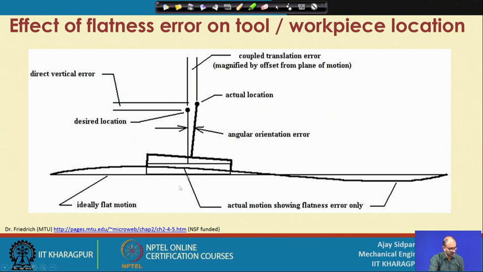Now, let us take this example. This is our ideal flat surface, whatever this straight line is. And what is our error surface? This one is the error. So, this is the problem: the surface is not flat, but instead of this flat surface you end up with another type of surface, and this is your surface.